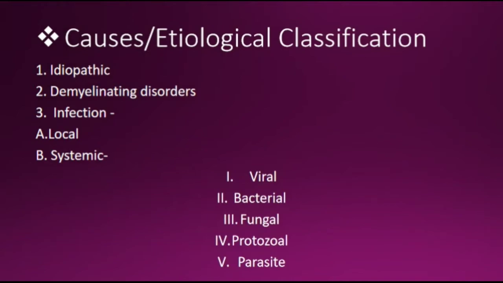Causes or etiological classification of optic neuritis: idiopathic, demyelinating disorders like multiple sclerosis, and infection. In infection, there are local and systemic infections. In local, endophthalmitis, and in systemic, the causes are viral: influenza, measles, mumps, infectious mononucleosis virus. In bacterial: tuberculosis, syphilis, and Lyme. Fungal: Cryptococcus. Protozoal: Toxoplasma. Parasite: cysticercosis.